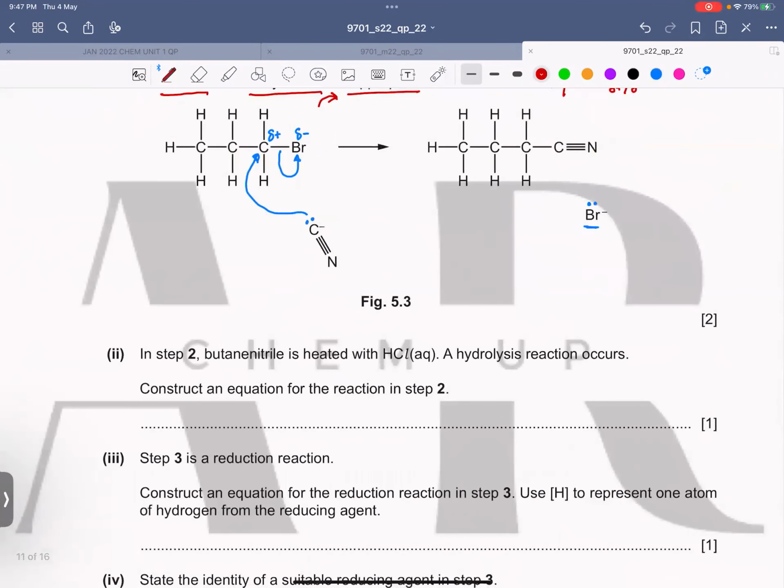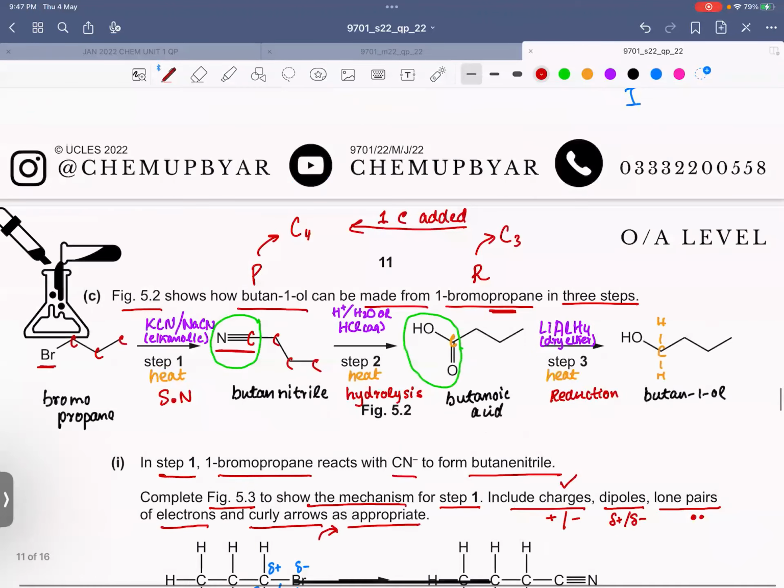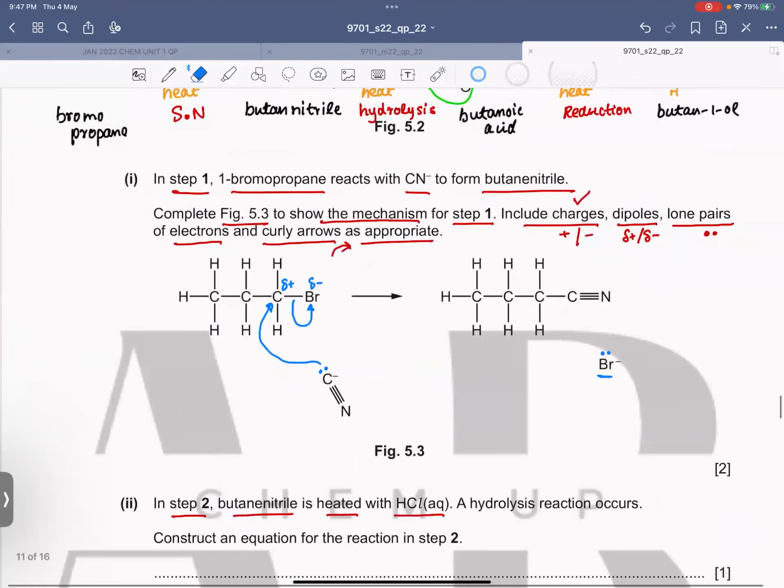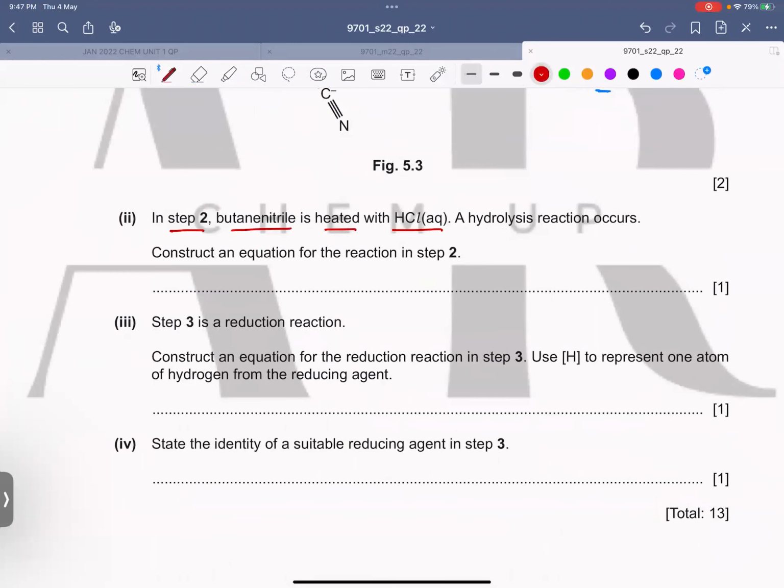Now, part 2. In step 2, butane nitrile is heated with aqueous HCl. See, that's what we have discussed over here in step 2. A hydrolysis reaction occurs. Construct an equation for this reaction in step 2. Okay, so we have to just write the equation.